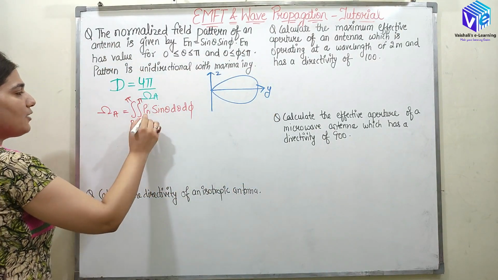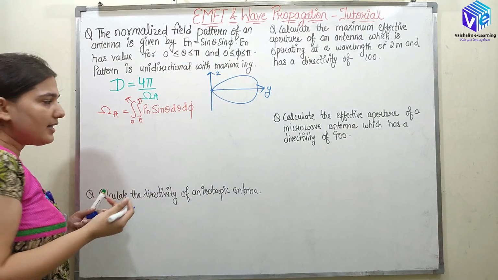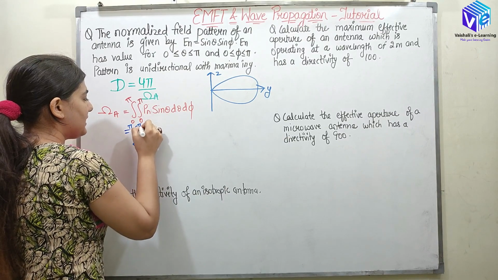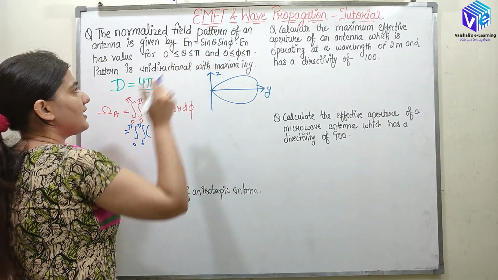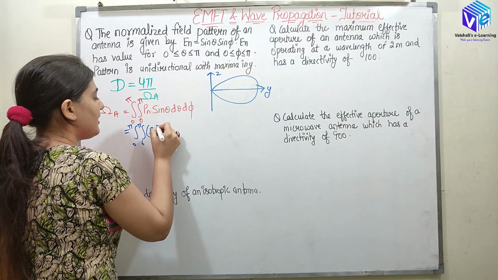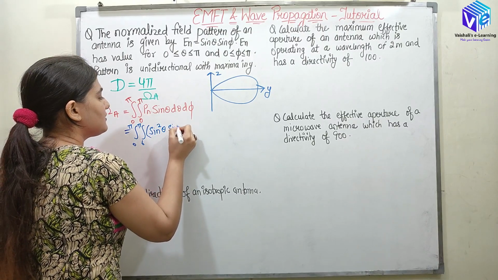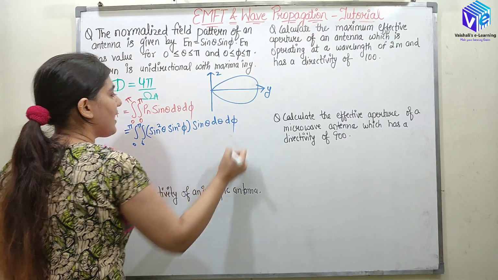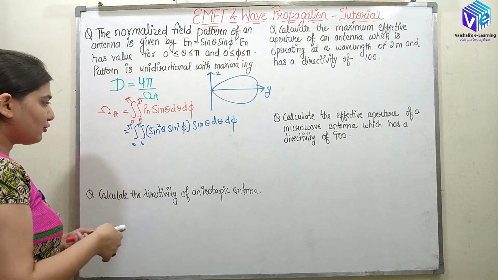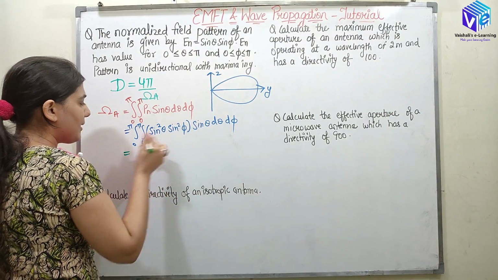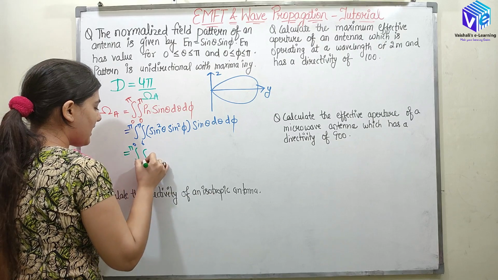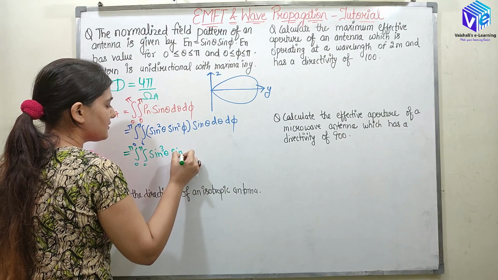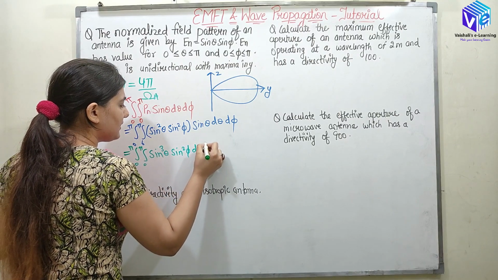And how can we find the power? Power can be found using En. So what is power? With the limits 0 to pi, power is given as En square. So here I'll have sine square theta sine square phi multiplied with sine theta d theta d phi. Now I have to integrate it, so first I will simplify it. It is the integral from 0 to pi of sine cube theta sine square phi d theta d phi.